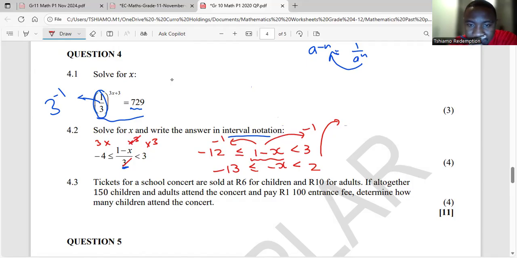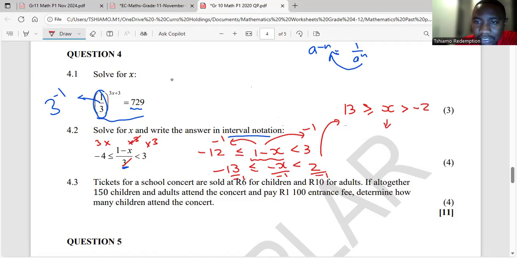Now, what do we do? Divide both sides by -x. Remember, when we divide by a negative, it's going to affect the inequality signs. So divide everywhere by -1. So I'm going to have 13. x is less than 13, and then x is greater than -2.